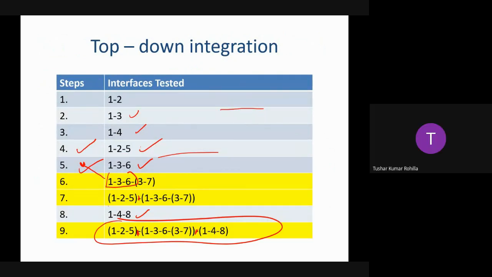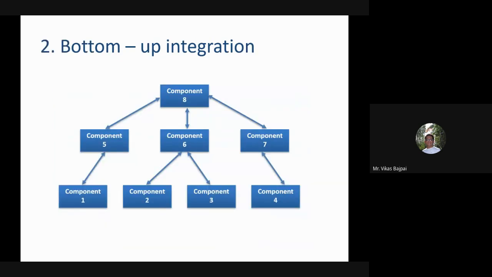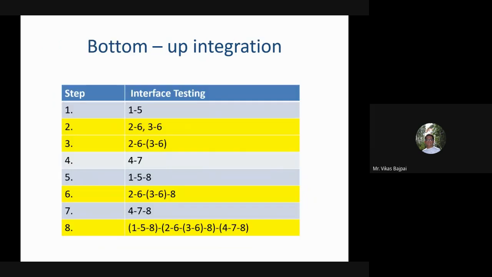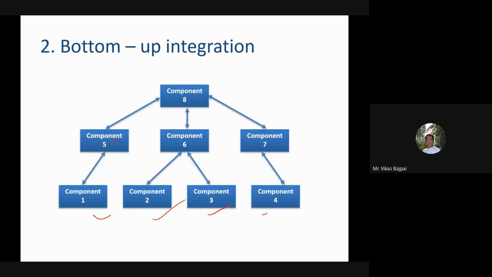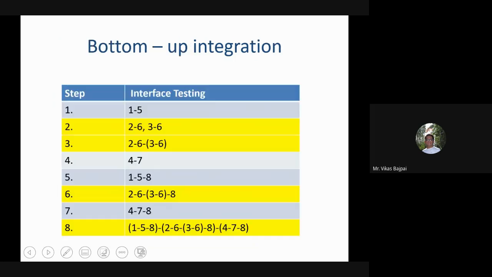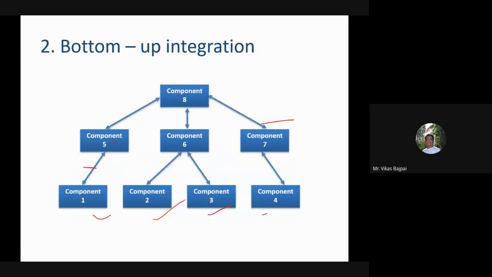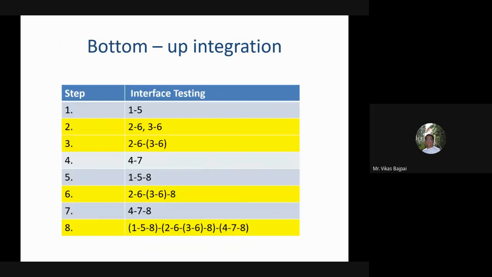Yes, sir. Okay. Now, post this, what we have is bottom-up integration. Obviously, we'll do the reverse of it. All the components are available with us, right? So what we have done is we went for 1, 2, 1 and 5. We went for 2, 6, and 3, 6, because I took this kind of setup since I know we are going from bottom up and I have this availability.